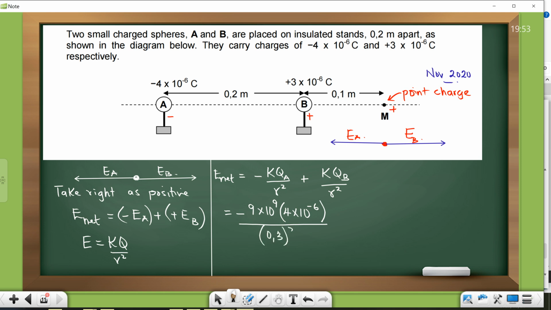0.3 because we're adding. Plus, now what is my K again? 9 times 10 to the power 9. What is my QB? 3 times 10 to the power negative 6. Now, what is the distance between the two? Between B and M, 0.1. And we are done, my good learners. All you need is a calculator to help you out here.